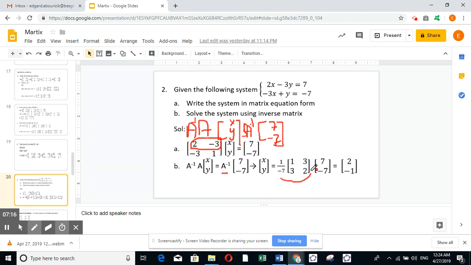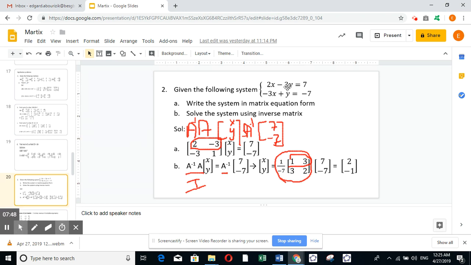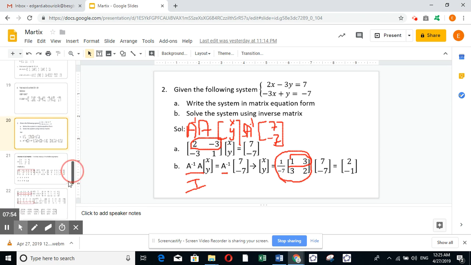A inverse, we found it before. This is A inverse. Okay, times 7 minus 7, if you do the calculation, and A inverse A is the identity matrix times xy is xy, and this is A inverse that we found before. Okay, times 7 minus 7, if you do the product here, 7 minus 21 over minus 7 is 2. 21 minus 14, which is 7 over minus 7, it is minus 1. So now we know how to solve a system of equation using augmented matrix that was in video number 2, and we can solve it using inverse matrix.